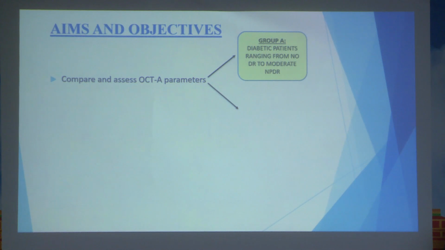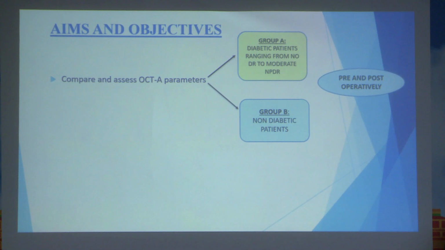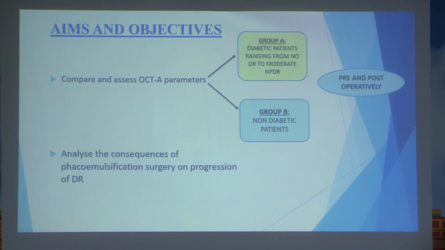The first group were diabetic patients ranging from no diabetic retinopathy to moderate NPDR, and the second group was non-diabetic patients, both pre- and post-operatively. And we also analyzed the consequences of phacoemulsification surgery on progression of DR.